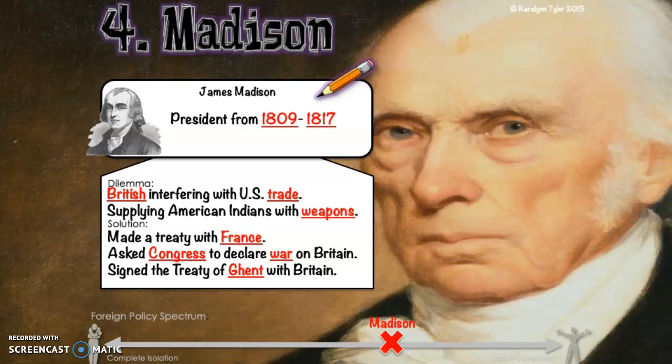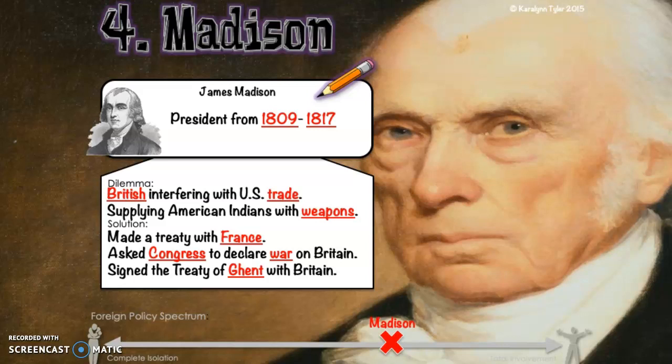So, President Madison's time in office was 1809 to 1817. He had the dilemma of the British interfering with U.S. trade and also the British supplying American Indians with weapons.